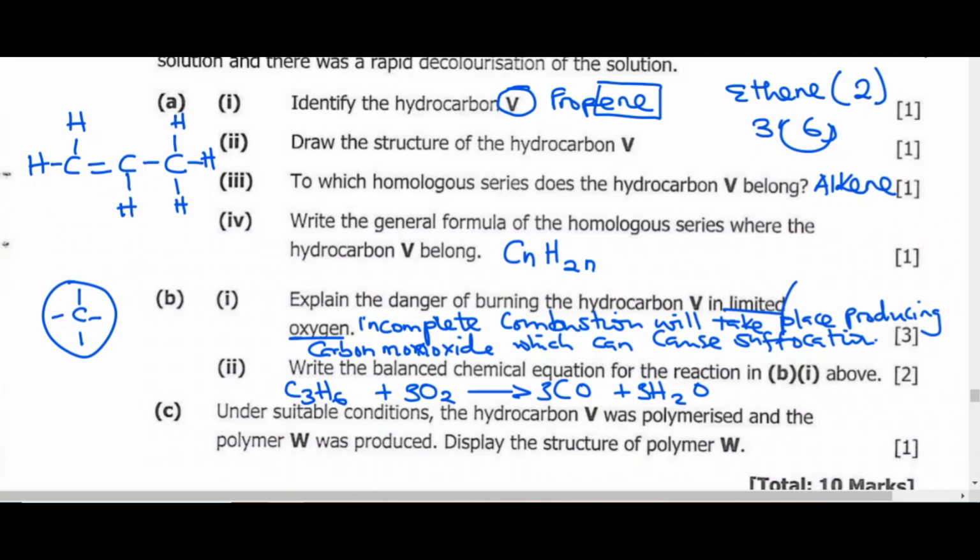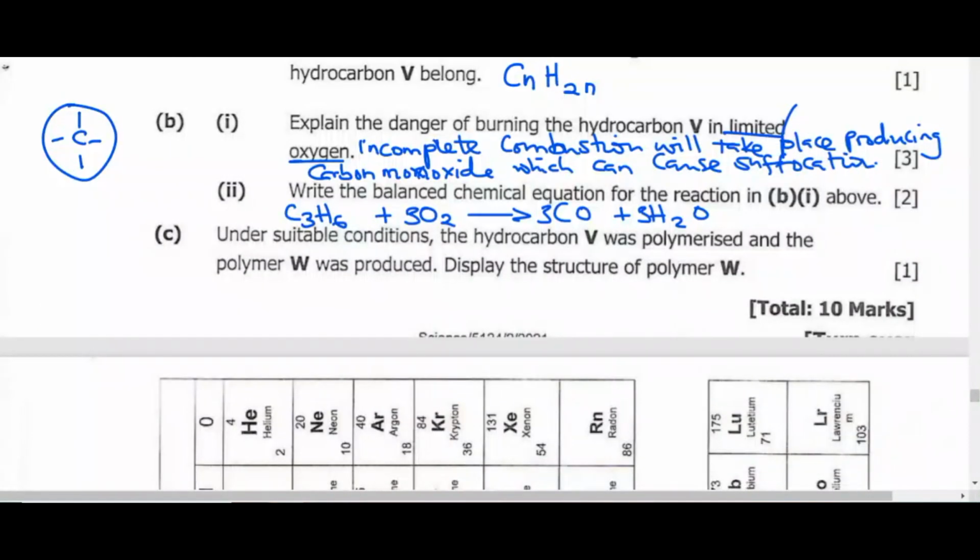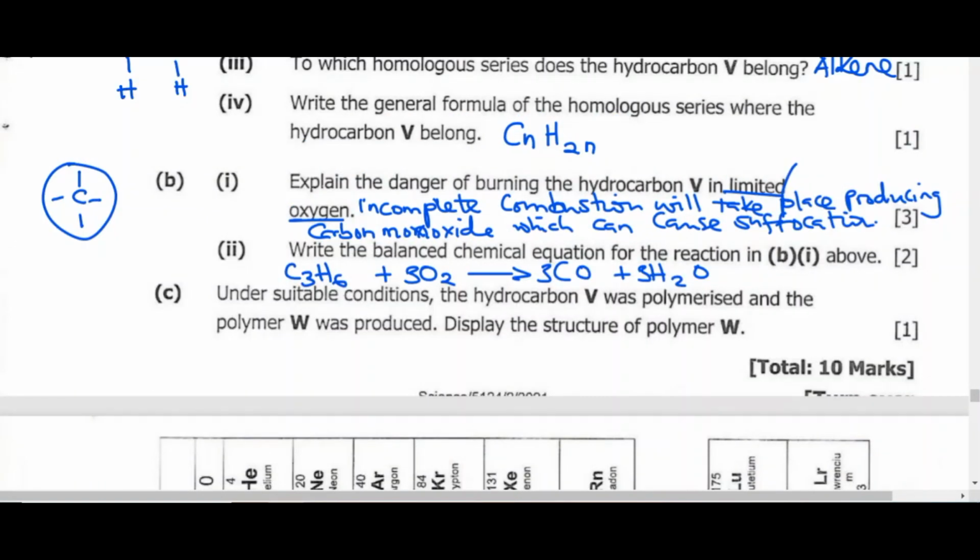Under suitable conditions, the hydrocarbon V was polymerized and polymer W was produced. Display the structure of polymer W. A polymer is a giant molecule made up of monomers. Where can we write it? Let us find the space here. That is where we're going to write. Okay, so we want to write the structure for W.